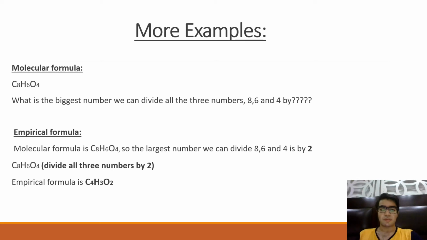The molecular formula is C8H6O4. The largest number we can divide 8, 6, and 4 by is 2. When we divide all these three numbers by 2, we get C4H3O2, because 8 divided by 2 is 4, 6 divided by 2 is 3, and 4 divided by 2 is 2. So C4H3O2 is the empirical formula.